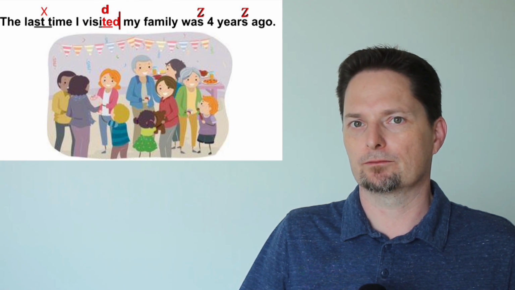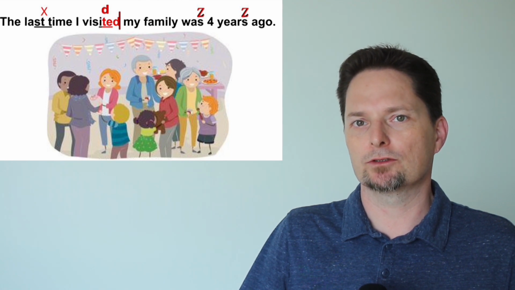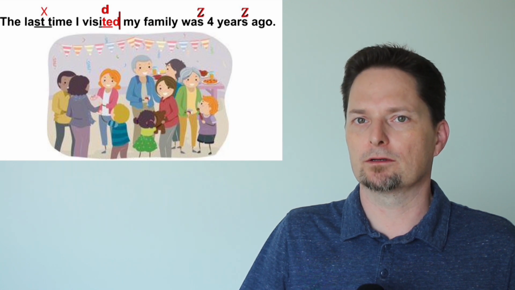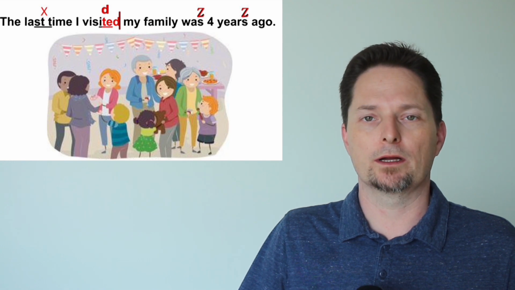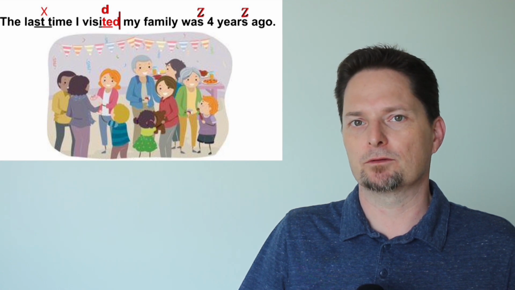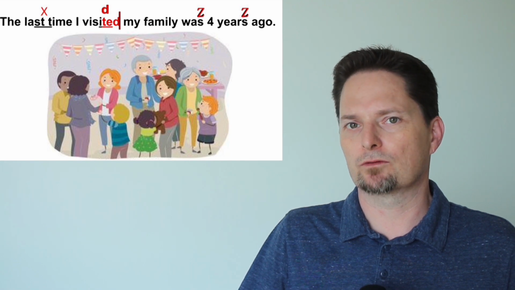4 years ago. Also with years, the S is pronounced like a zebra. Years. We don't say years, it's years. 4 years ago. Ago. Not ago, but relaxed. Ago. 4 years ago. The last time I visited my family was 4 years ago. Slower. The last time I visited my family was 4 years ago.